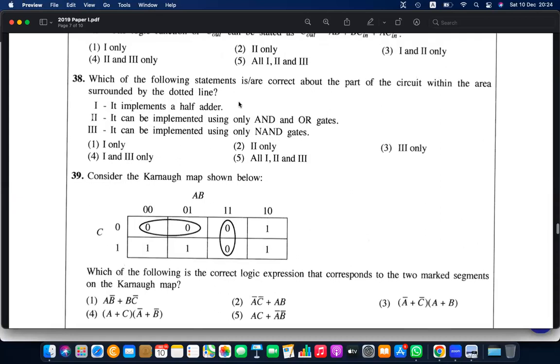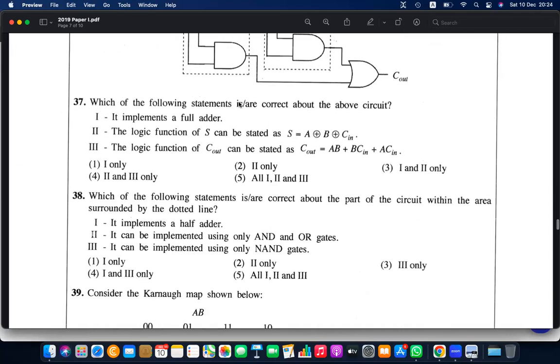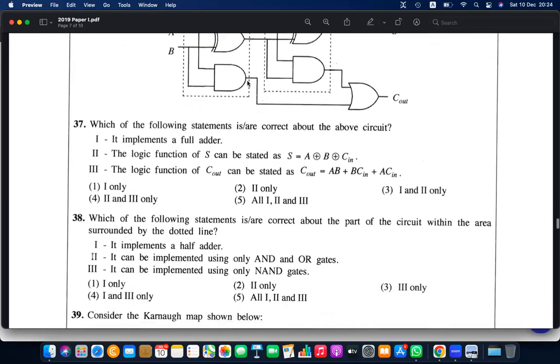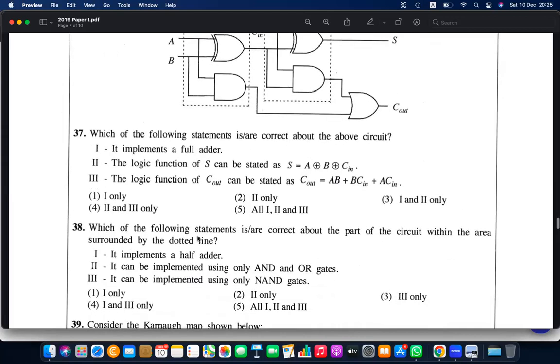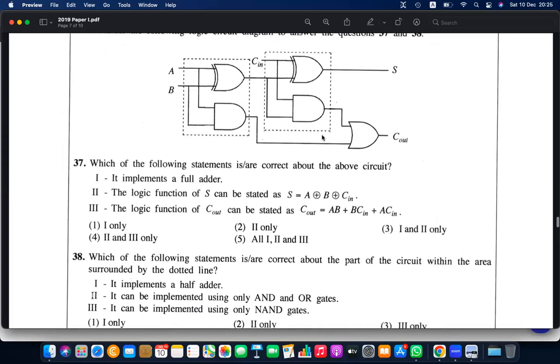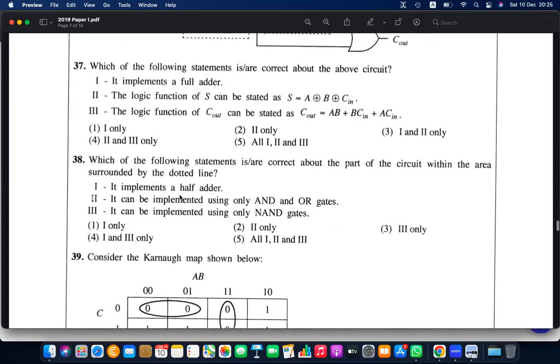Okay, question number 38. Which of the following statements is correct about the part of the circuit within the area surrounded by the dotted line? Right here, this part. So they're asking about what this part is. It implements a half adder. Yes, very true. Because this is actually a combination of two half adders. So it is a half adder.